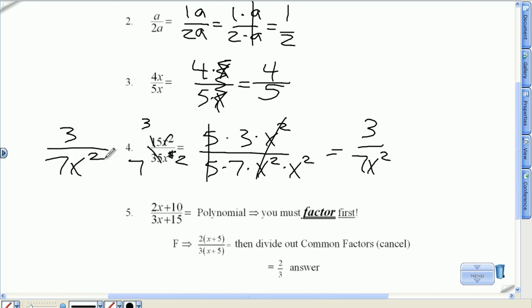A little messier doing it that way, but it also works. Alright, here's the heart of the matter. So we've done that before. That's not new material. But take a look at problem 5.